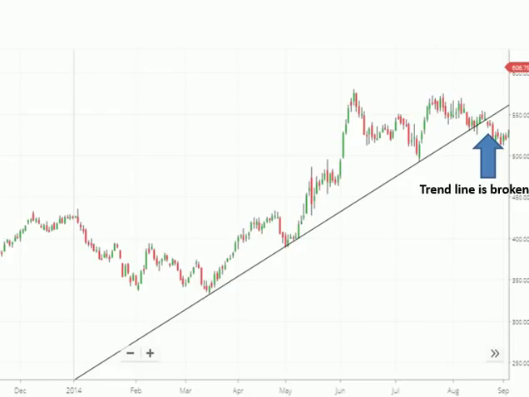This is a daily chart of Tata Steel. You can see there is a clear trend line which got generated till August of 2014, and the blue arrow clearly suggests where the trend line has broken. This is the first example. That means the first criteria is getting satisfied: a trend line is broken.